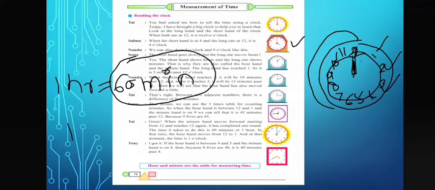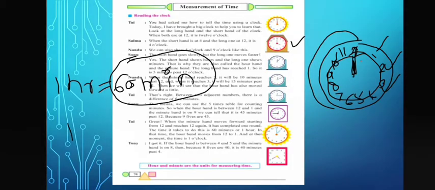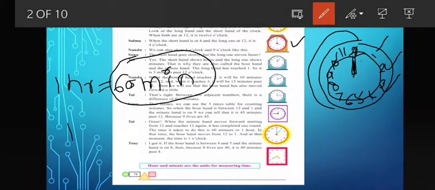Now let us start solving the exercise, and here it's written: hours and minutes are the units of measuring time. See, this is very important. Hours and minutes are the units of measuring time.